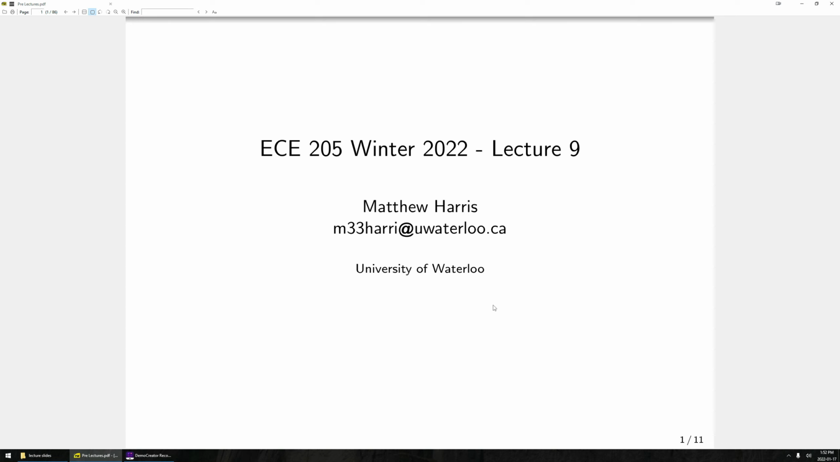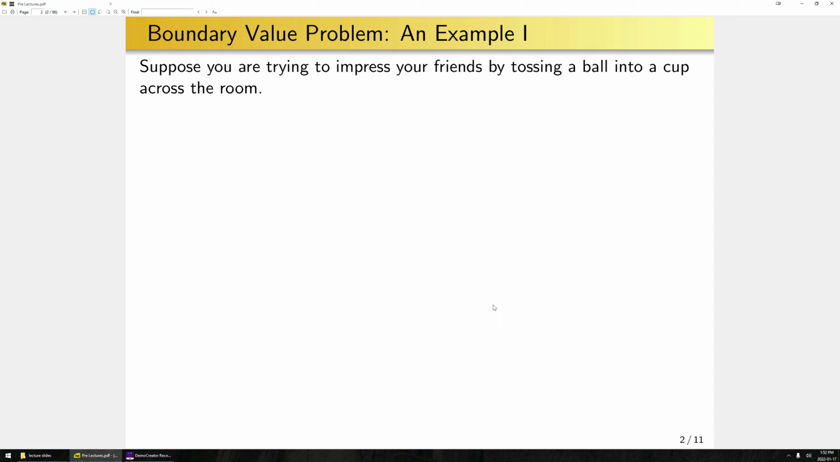Well, let's just start with a very concrete example. Suppose you're trying to impress your friends by tossing a ball into a cup across the room. So if you want a little diagram, we could say that you are maybe standing over here at some initial height, and my drawing is atrocious, but here's your ball, and here's the cup over here. For the purposes of this, we're going to assume that the cup is defined by a particular point. Let's call the point in the middle of this cup the point x sub b, comma, y sub b. It could be higher than you, lower than you, whatever.